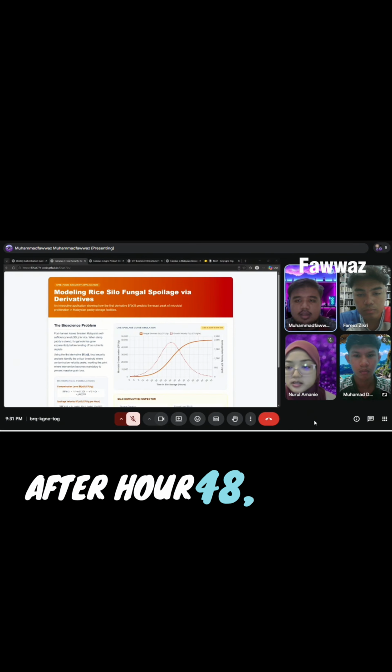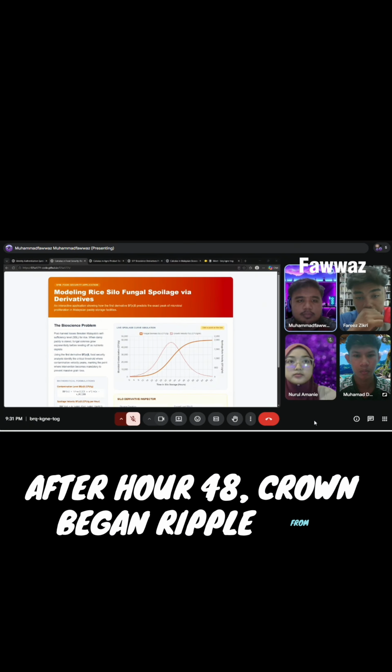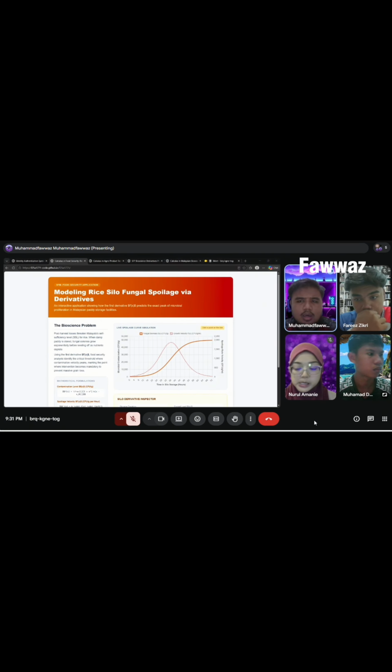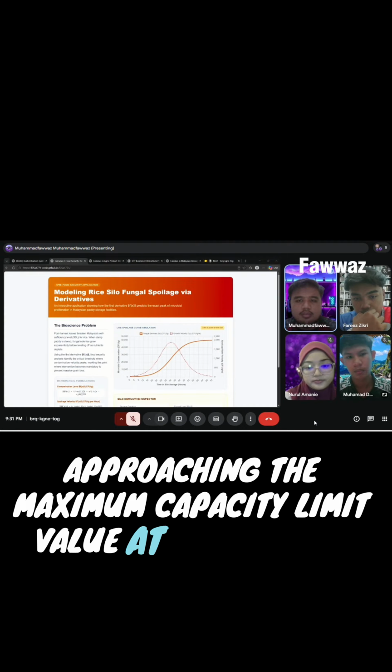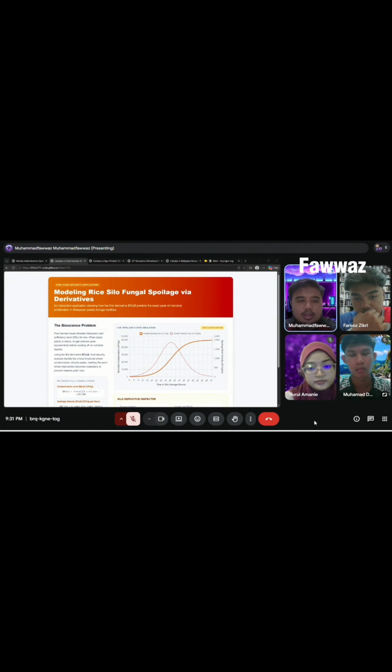After hour 48, growth begins to level off at a steady pace, approaching the maximum capacity limit value at 50,000 CFU.